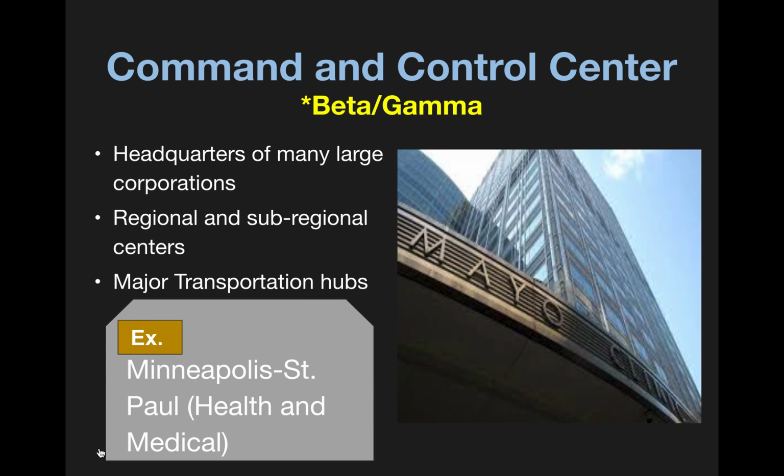All right, then we come to a third ranking today, and that's command and control centers. Minneapolis and St. Paul would be a command and control center because we have headquarters of major corporations here. Corporations from 3M to Best Buy to Hormel to Cargill to Pillsbury to Mayo. And we are a regional and sub regional center. We have major transportation hubs. We have a major airport with two terminals. We have the light rail, which now is looking to expand a line, the Southwest Corridor, here in 2020. And we are the center for health and medical tertiary and quaternary services.